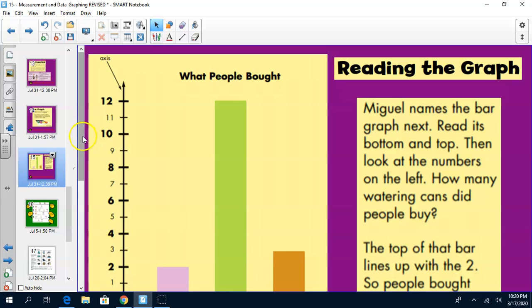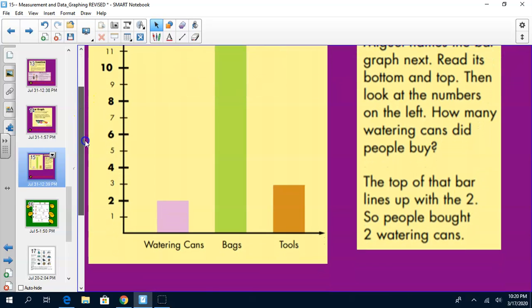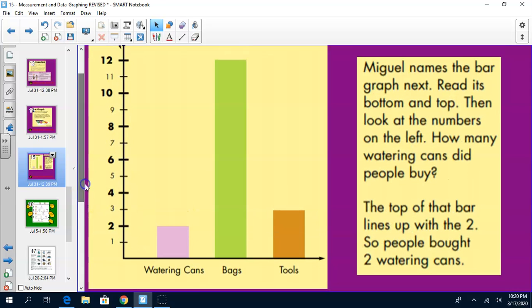So let's take a look at this graph. We have our title up here, what people bought. We have our axis. Looks like it's counted up to 12. So that's our quantity. And here's our items. We have watering cans, bags, and tools. Miguel names the bar graph next, reads its bottom and top, then looks at the numbers on the left.